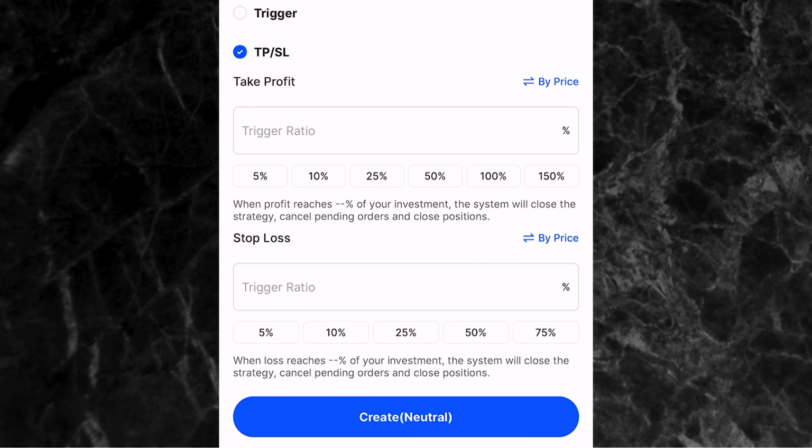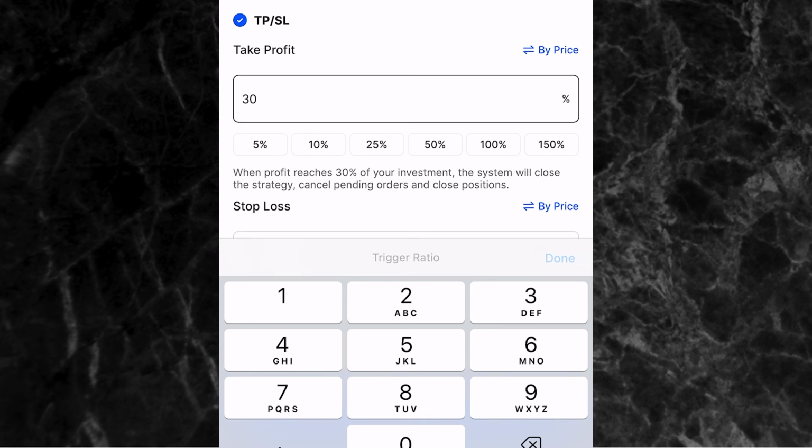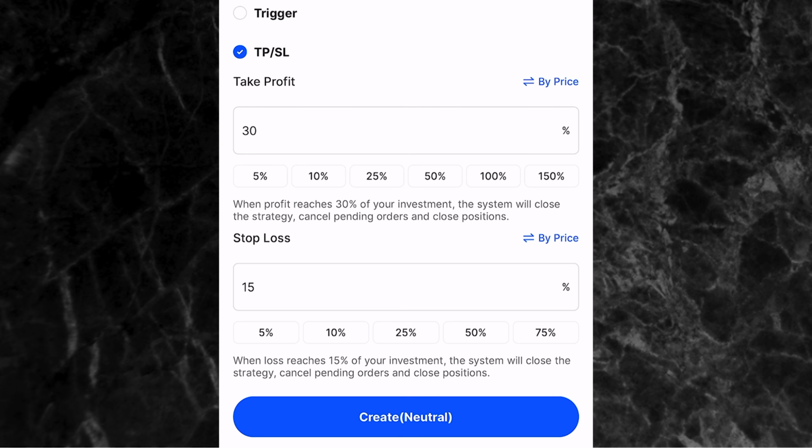So right here is where you can enter your percentage of take profit and your percentage of stop loss. So if you want your percentage of take profit to be, let's say 30%, just put it right there. And if you want your stop loss to be, let's say 15%, just put it right there. So once you're okay with that, just click on create neutral.